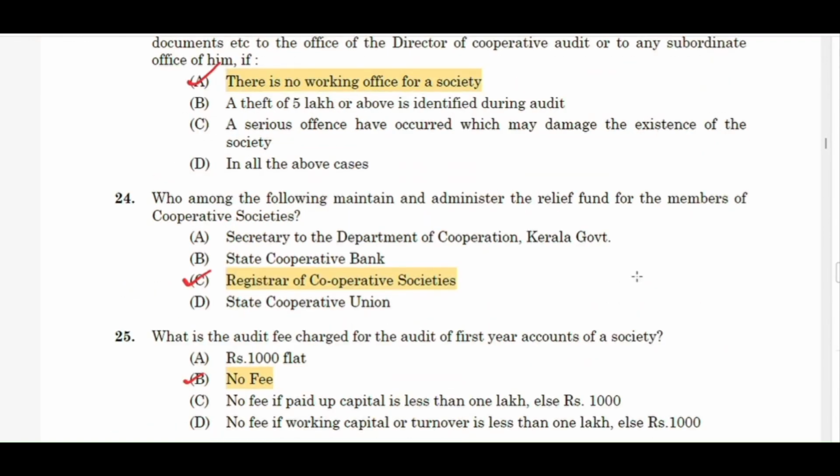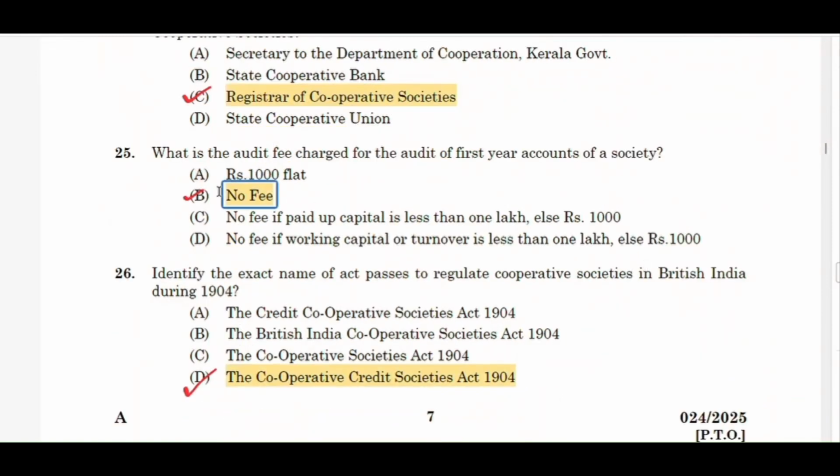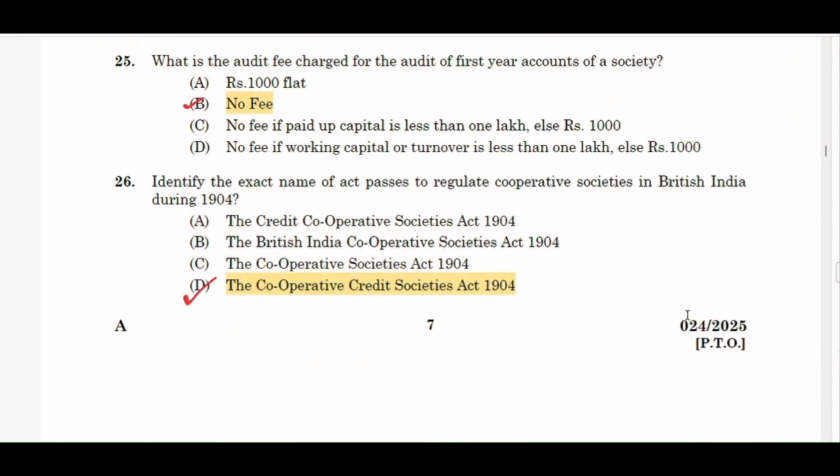Next question, who among the following maintains and administers the relief fund for the members of cooperative societies? Answer is option C, registrar of cooperative societies. What is the audit fee charged for the audit of first year accounts of a society? Answer is option B, no fee.